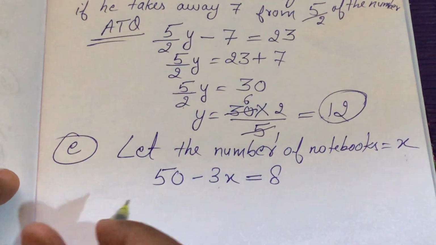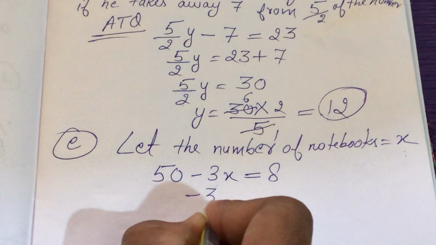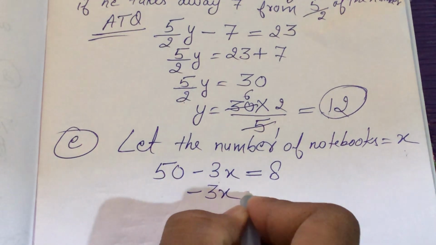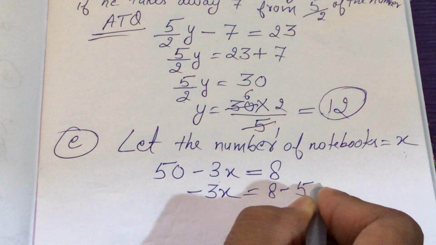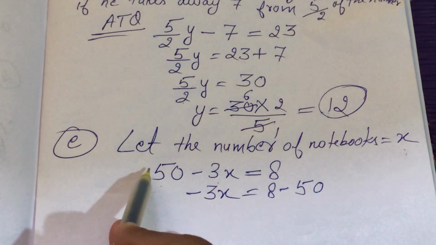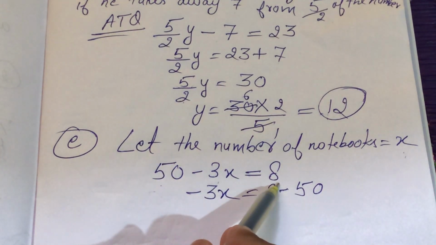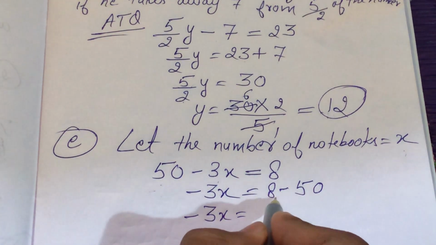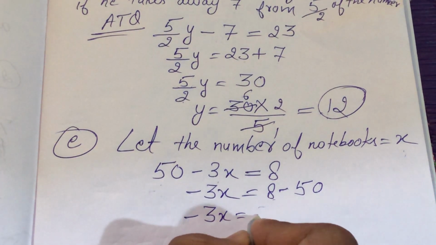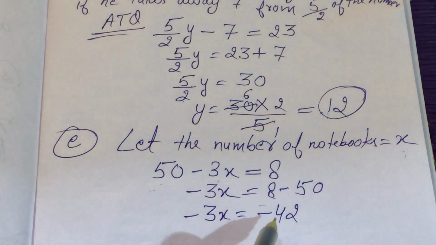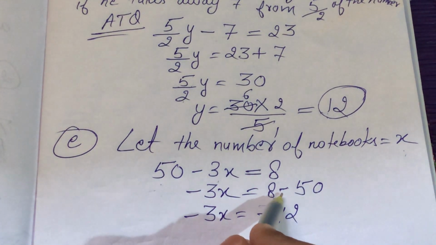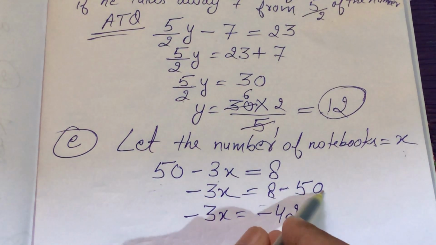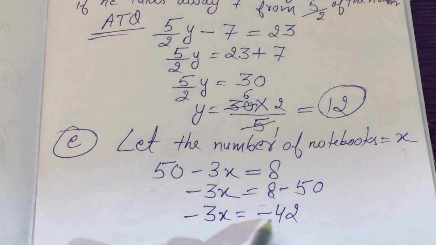Now check, minus 3x, I'll keep it here, 8 minus 50. This 50 has a plus sign, so it will move to the right side with minus. So minus 3x equals 8 minus 50. How much is he getting? Minus 42. Why minus 42? Because 50 has the negative sign and it is the larger one. ये बड़ा है ना, so that's why minus 42.